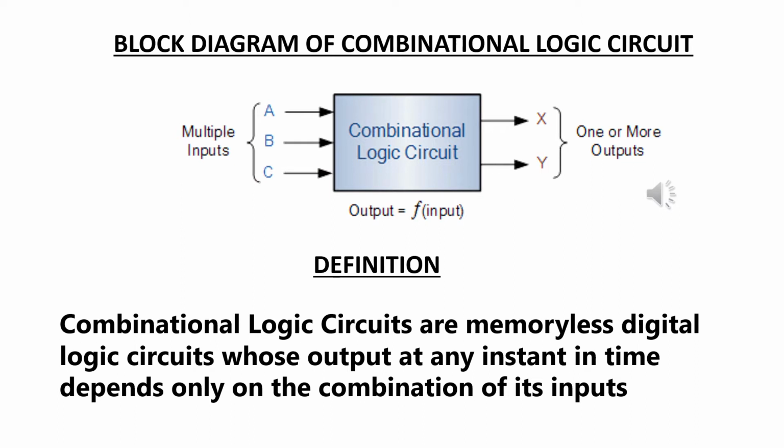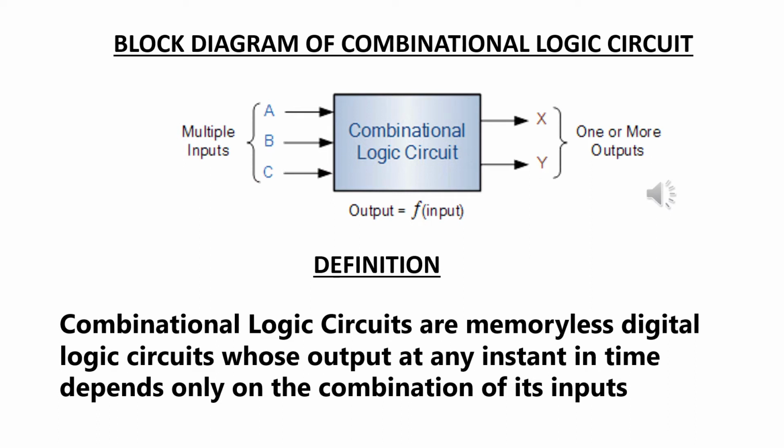It consists of three parts. The first one is input, the second one is a combinational logic circuit, and the third one is output. So we can have multiple inputs and multiple outputs for this combinational logic circuit. The outputs are obtained from the inputs based on the logic applied in the logic circuit. So you can see output is equivalent to a function of input.